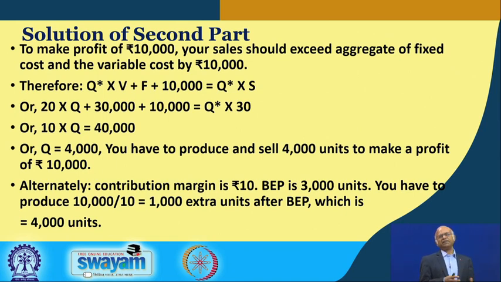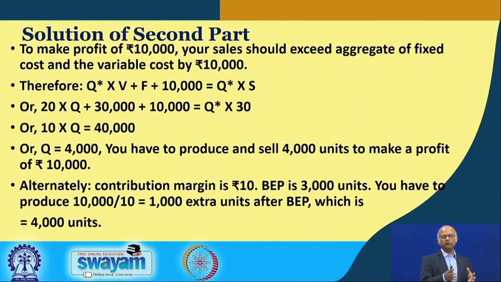Now, there is another component. Suppose you want to make 10,000 rupees of profit, then how many units must you produce and sell? This is an example of utilization of break-even point. In a meeting, you are trying to decide how many units we must sell to make a profit of 10,000. Here is the calculation. Your profit is 10,000. That means your sales should be equal to total cost plus profit. As I said, sales is the only thing out of which you have to meet all the expenses and make some profit.